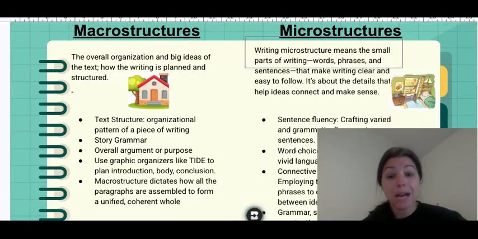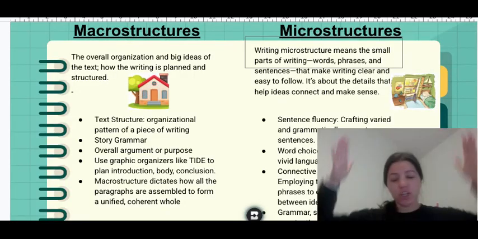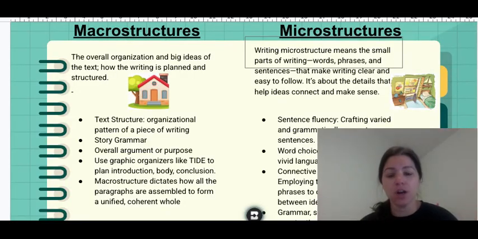Now let's talk about macrostructures and microstructures. There's a lot of big words here, right? When we think of macro, we think of big, right? Let's think about that foundation of your house, right? We need to have a strong foundation. And macrostructures refers to the overall organization and the big ideas of a text, right? It's how our writing is planned and how our writing is structured. Think of that text structure, the organizational pattern of a piece of writing.